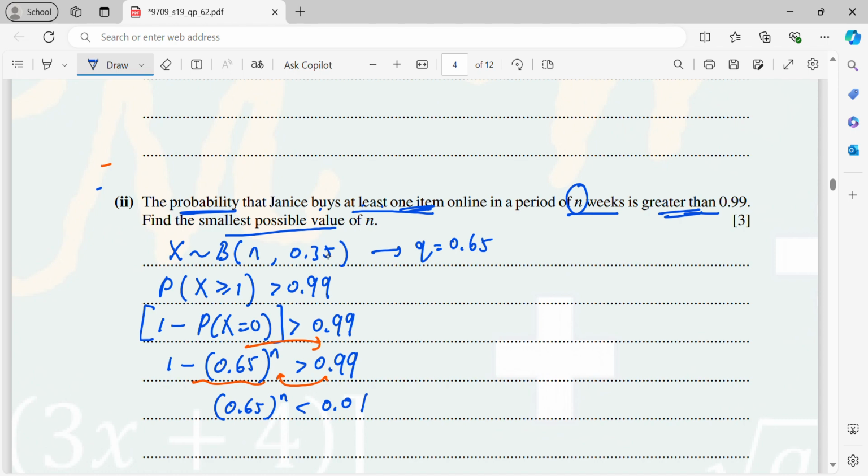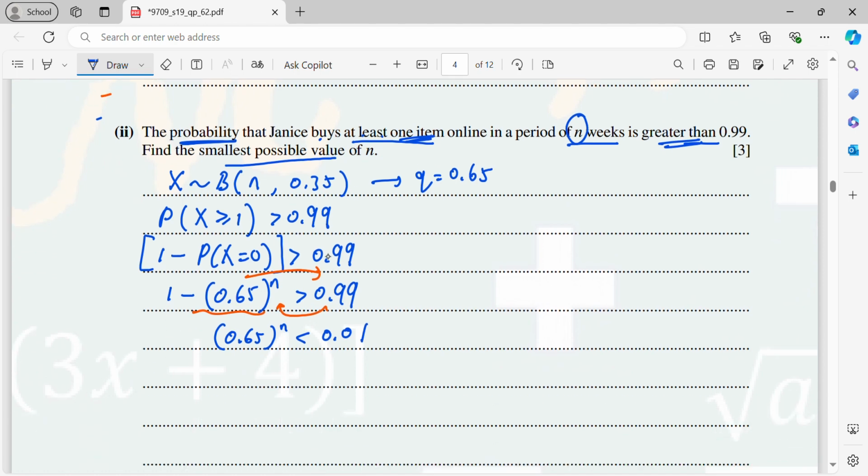And now to get the n here, I have to take log on both sides. So you will get log 0.65 to the power n is less than log 0.01. And then we have a formula: log, or LOG or LG, up to you. The LG means it is the log with base 10. Right, so log of A to the power B is going to be B log A. So then the n will be brought down.